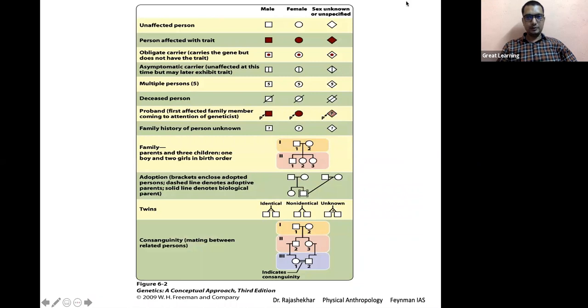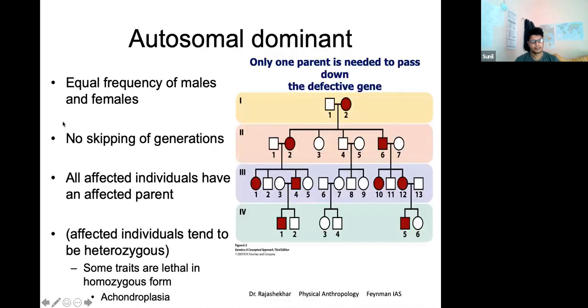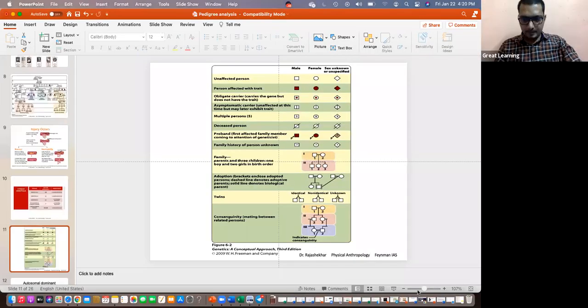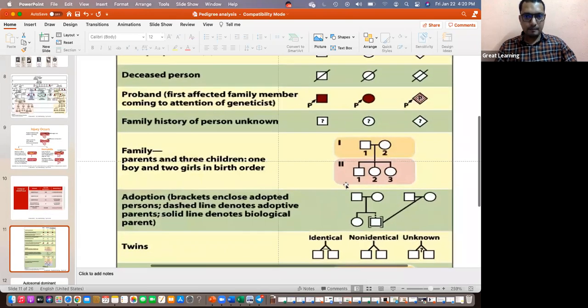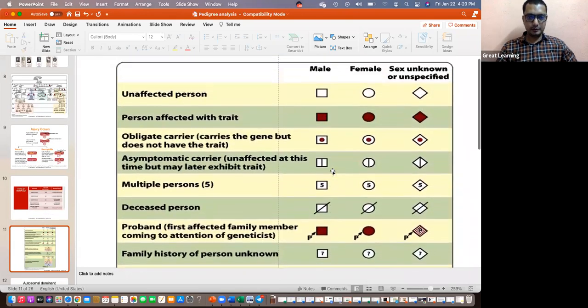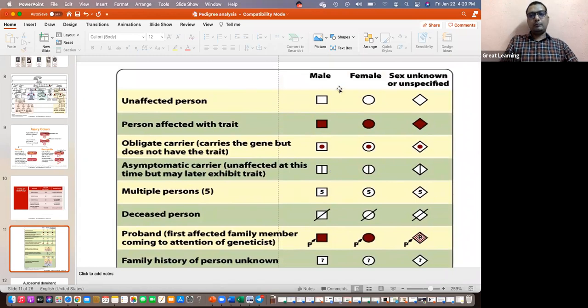Yeah, this image here. Are you able to see this image? Is it readable to you? Yes, sir. Okay. I can enlarge this image. So first of all, we draw a square like this for a male. Male is represented by a square and female by a circle.